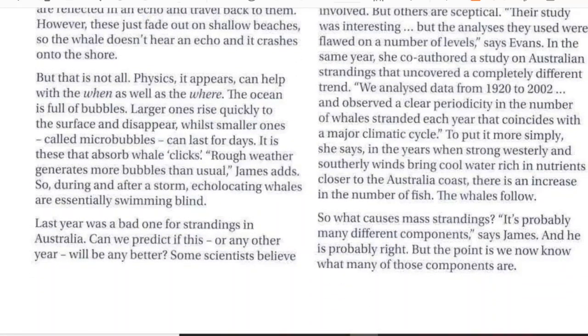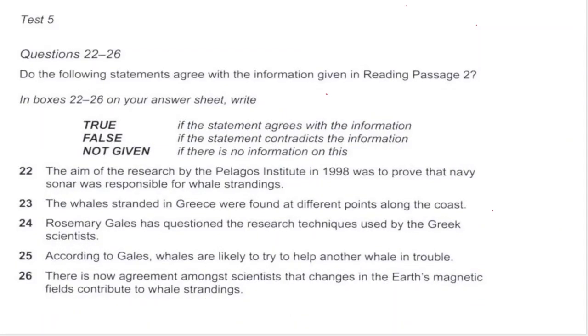And these are the questions. True, false, not given. There are 5 questions. So before we try to answer these questions, I want to explain first what these questions mean.